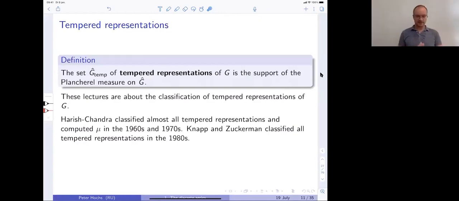Okay. So that's the goal for these lectures: discuss the classification of these tempered representations which are in the support of the Plancherel measure.